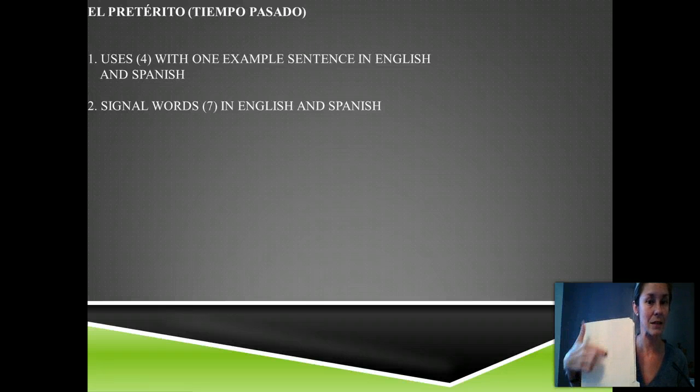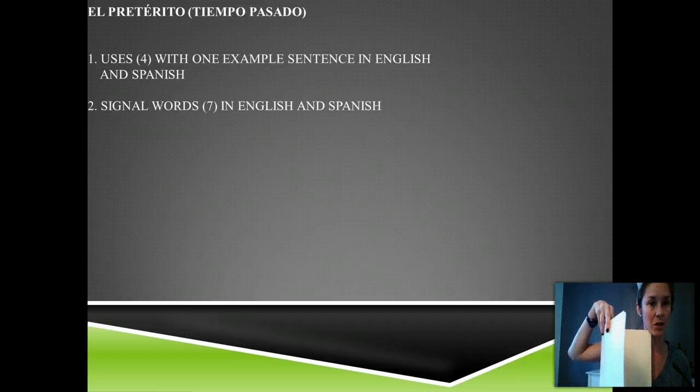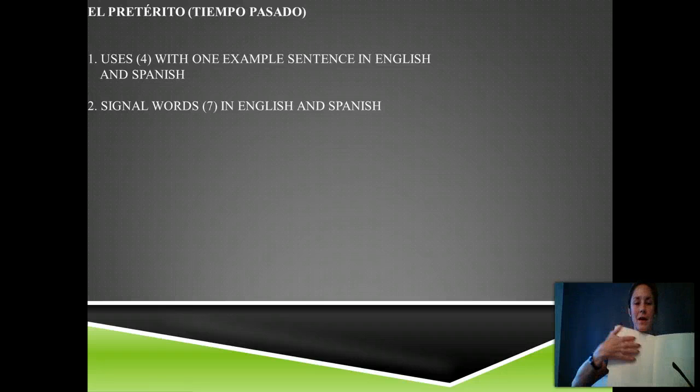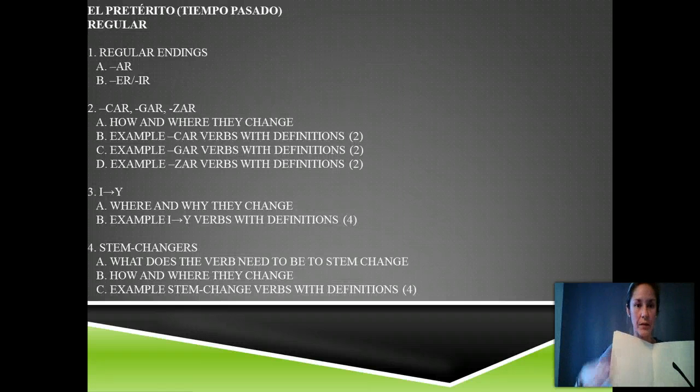So on this front of your folder you'll have Pretérito, Tiempo Pasado, number 1, uses, 4 uses, 1 example sentence in English and in Spanish, and then you'll write number 2. What are your 7 signal words in English and in Spanish? This is like el año pasado, de repente, cuando, all of those. Okay? Then on the next screen I'm going to show you, that will be what you put right here on the inside left-hand side of your manila folder.